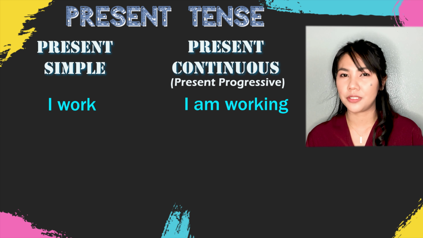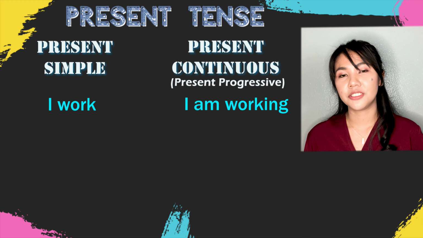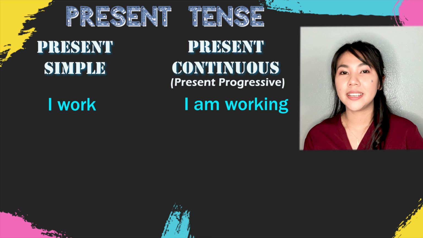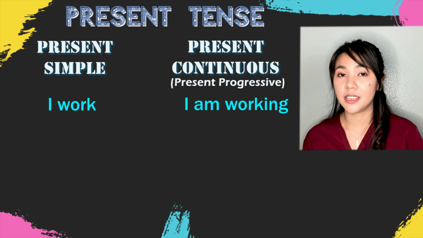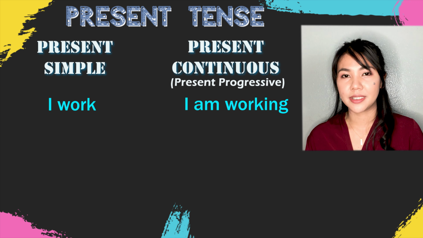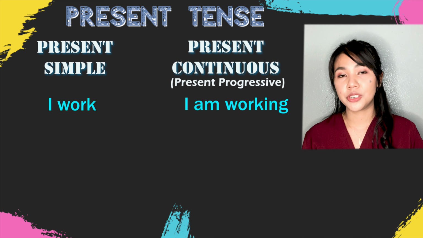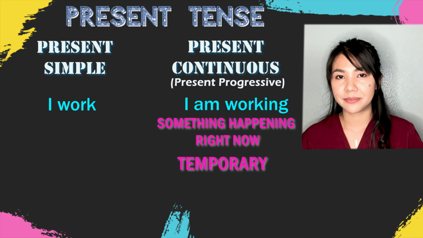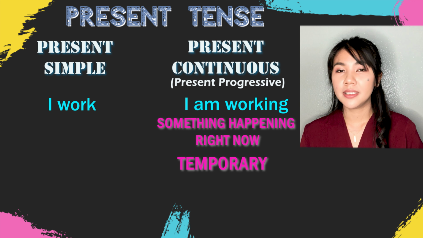So what's the difference? Is there any difference? In many other languages, there isn't any difference between the way these two ideas are expressed. But in English, there's a difference in the idea and the way you say it. So let me explain what the difference is. When we say I'm working, which is present continuous, this means that we're talking about something that is happening right now or something temporary. What do I mean by now? Now means at this very moment.